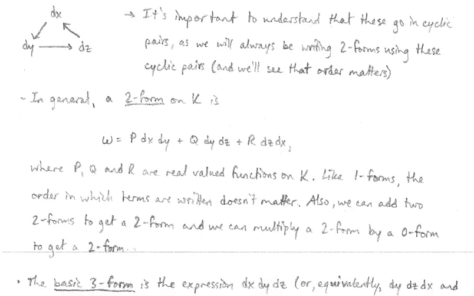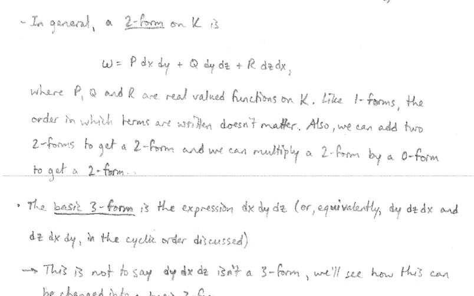Like 1 forms also, we can add 2 forms to get a 2 form, and we can multiply a 2 form by a 0 form and get another 2 form. And still, adding and multiplying works in the same way. When you're adding 2 forms, you're just going to combine like terms, if you will, and pull out the appropriate basic 2 form. When you multiply a 0 form by a 2 form, you are just going to distribute that 0 form into each term in your 2 form.